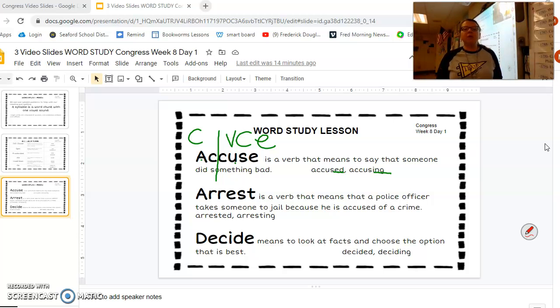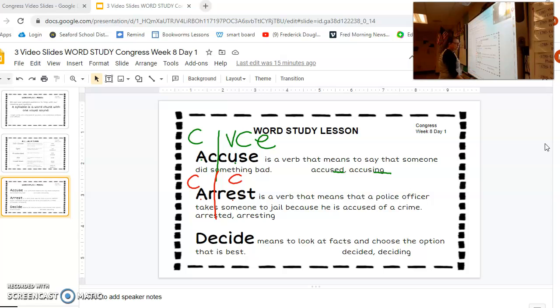The next word is a verb also, arrest. Let's see how many syllables we have in the word arrest. Ready? Arrest. Very good. So we have two syllables. Again, in this word, we are going to split the word into two syllables. We are going to mark the vowels. We will see that this one is the closed syllable, and then rest is a closed syllable also.